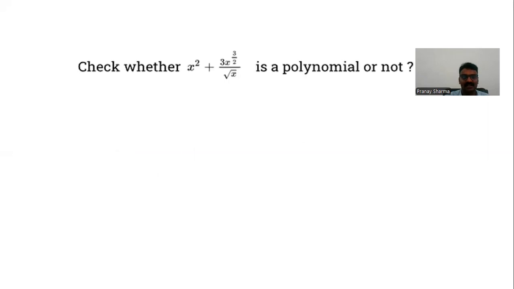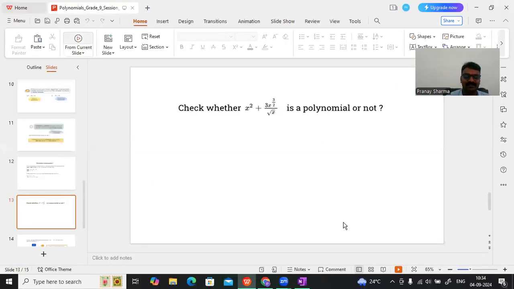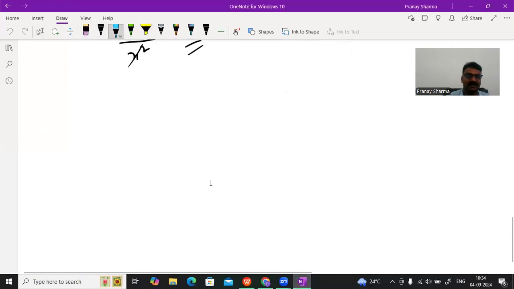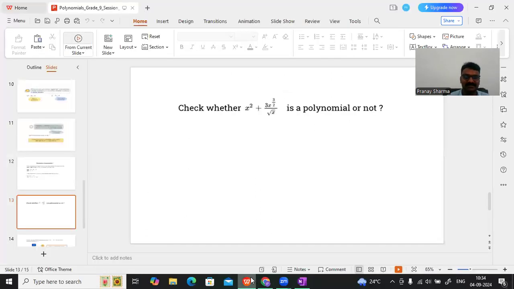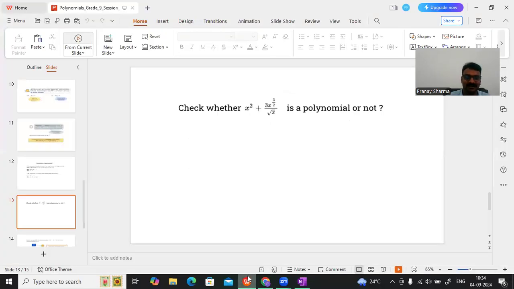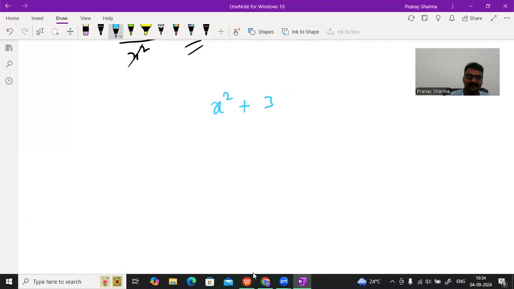Fine. Check whether this is a polynomial or not. Now, many of you will think that division is not allowed, so this is definitely not a polynomial. So let us take this example on our whiteboard in order to understand this. All right, I'll be using a different marker because this question is very interesting and I don't want to disturb what we have already covered in the upper half of the whiteboard.